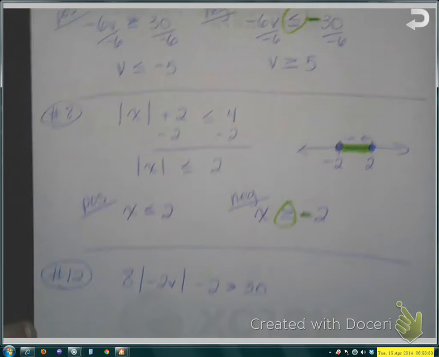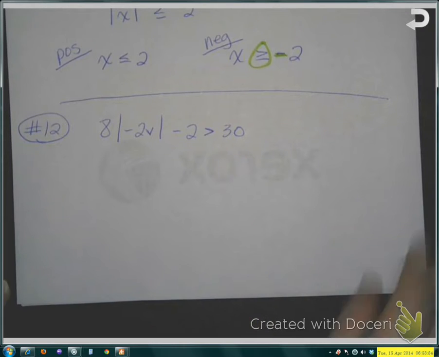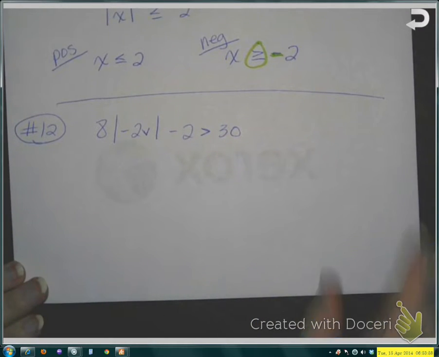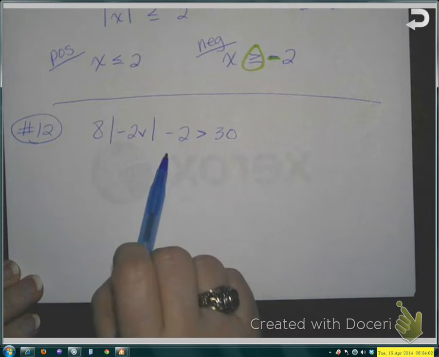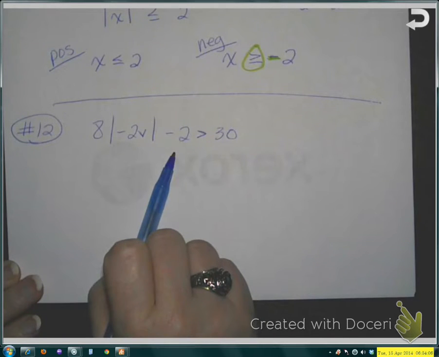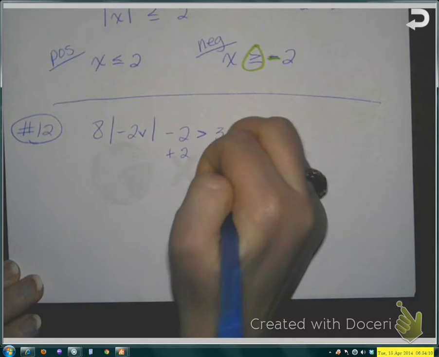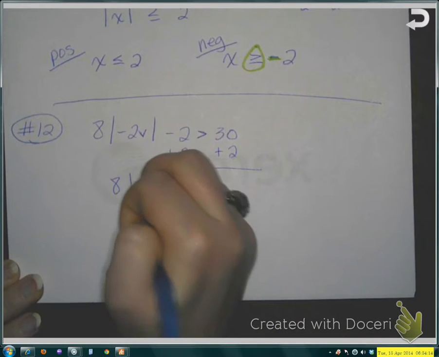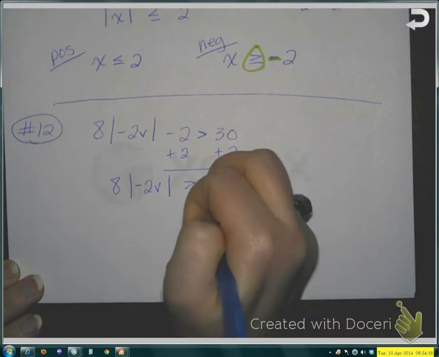Okay, let's look at number 12. The only thing that gets more complicated as you go is the simplification. Everything else is pretty much the basics over and over and over. So the question would be, what do I do first? Well, we need to get rid of the 2. The 2 on the outside of the absolute value has got to go. So we're going to add 2 to both sides. Add 2 to both sides. Okay? Done. So now I have 8 times the absolute value of -2v, greater than 32.